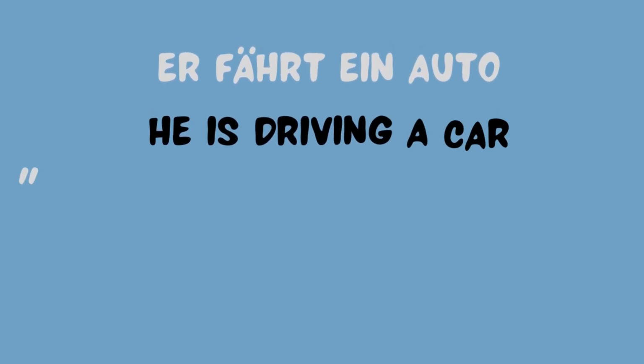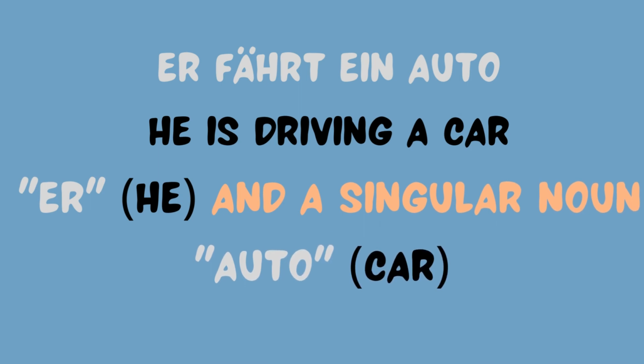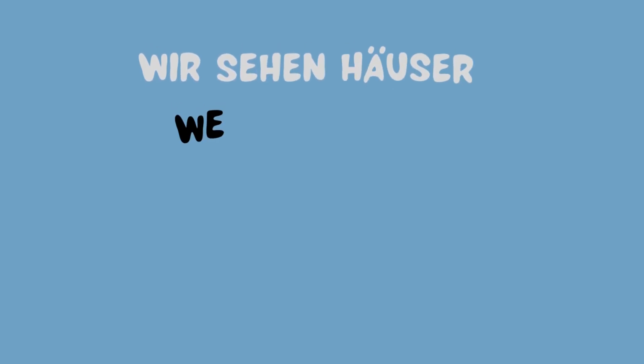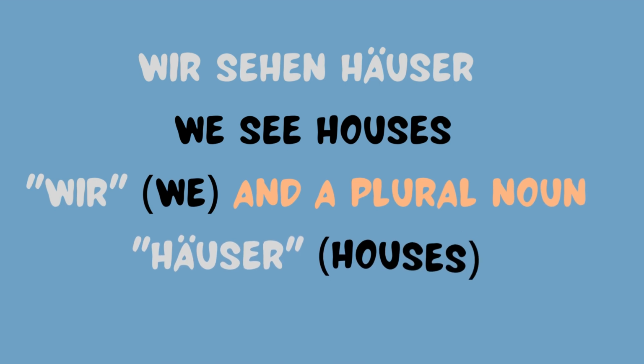Er fährt ein Auto. He's driving a car. Explanation. Using er, he, with a singular noun Auto, car. Wir sehen Häuser. We see houses. Explanation. Using wir, we, with a plural noun Häuser, houses.